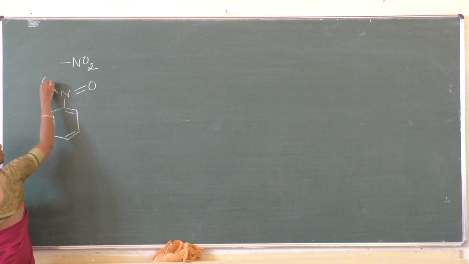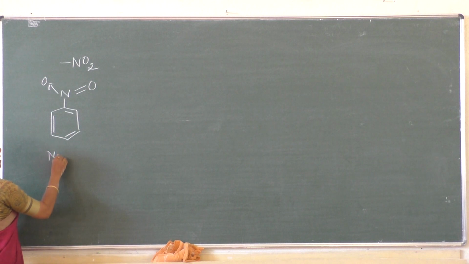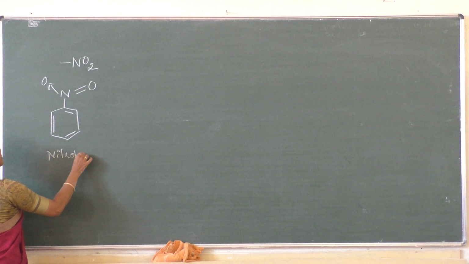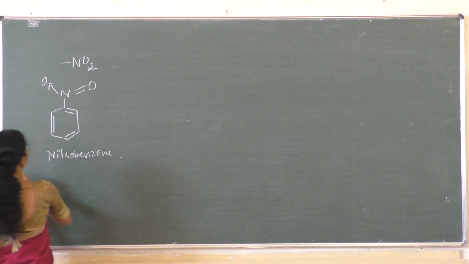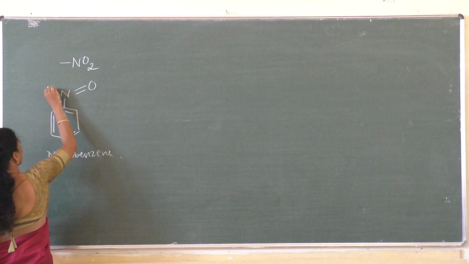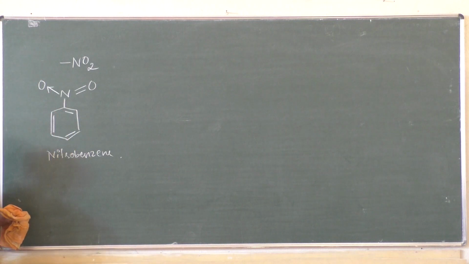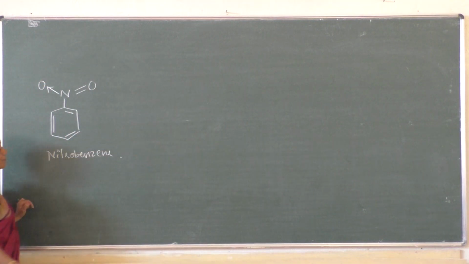Therefore, the formation of which bond takes place? A coordination bond. Which compound is this? Nitrobenzene. Followed now? How do we write the nitrobenzene formula? You have to study the actual structure of nitrobenzene. This is the actual structure of what? A nitro group attached to the benzene ring.